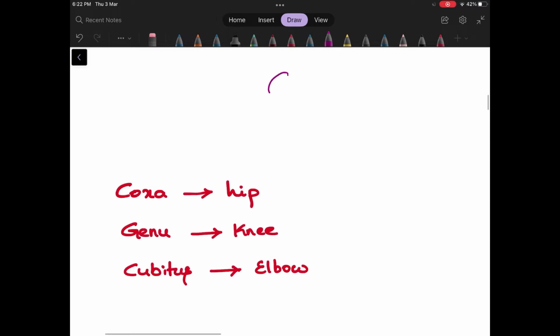Today's topic is genu valgum and genu varum.